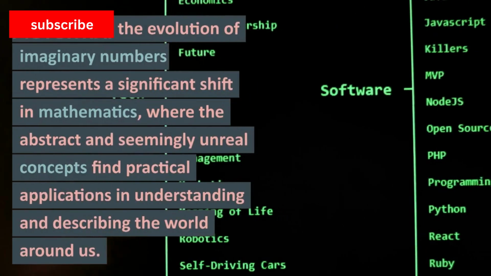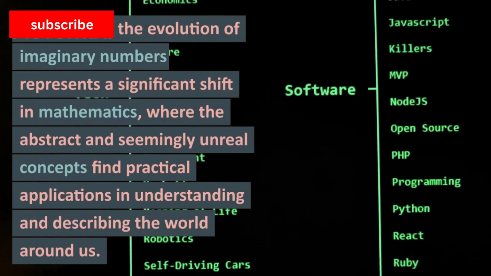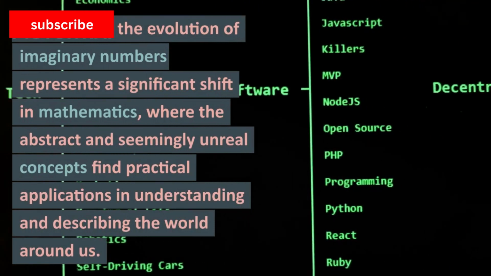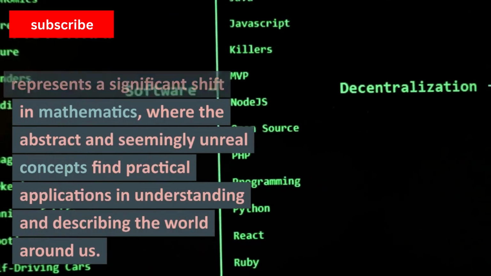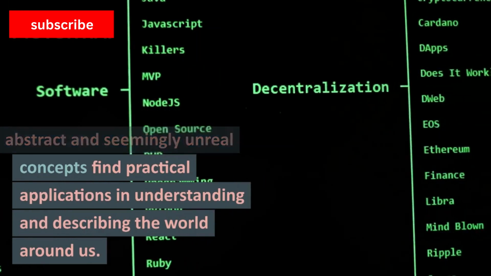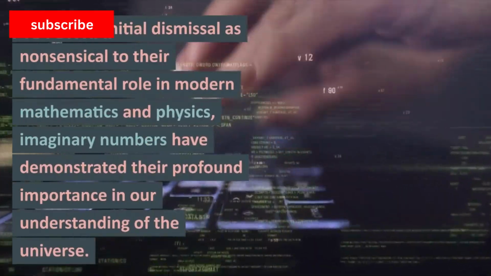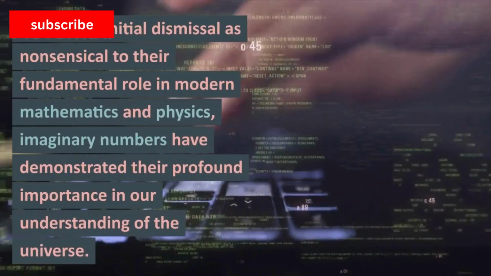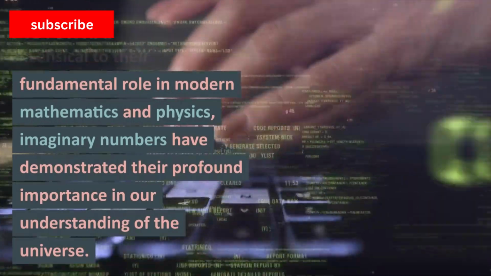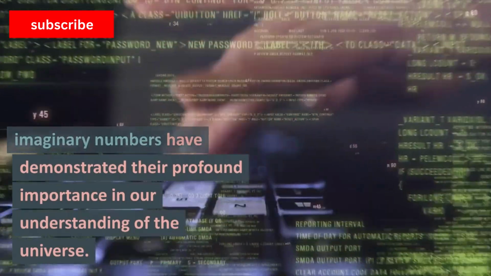In summary, the evolution of imaginary numbers represents a significant shift in mathematics, where the abstract and seemingly unreal concepts find practical applications in understanding and describing the world around us. From their initial dismissal as nonsensical to their fundamental role in modern mathematics and physics, imaginary numbers have demonstrated their profound importance in our understanding of the universe.